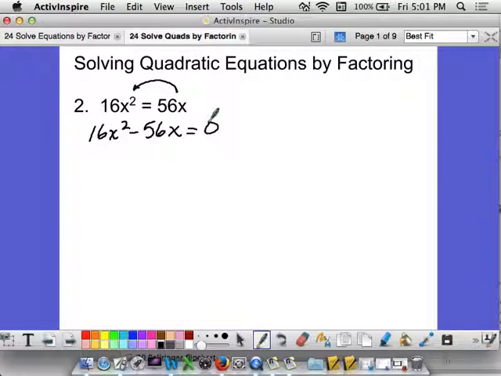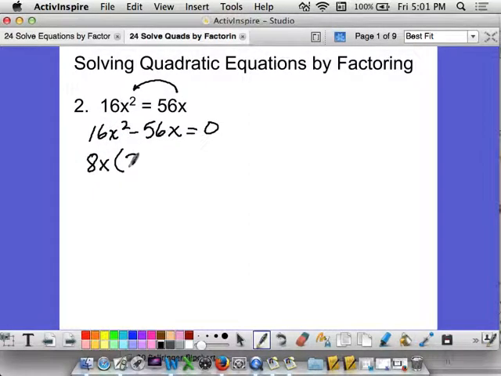The first thing you do every time you start to factor, and I need to factor this binomial here, is to look for greatest common factor. No matter if it's a binomial, trinomial, whatever, look for the greatest common factor first. I do have a greatest common factor. I have 8x that's common. So I'm going to factor out 8x.